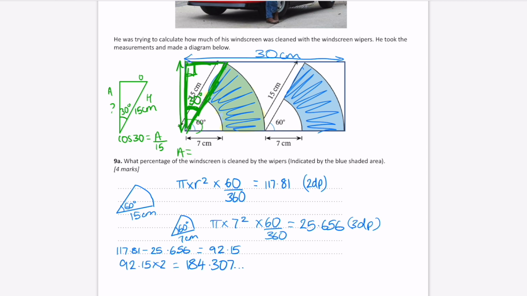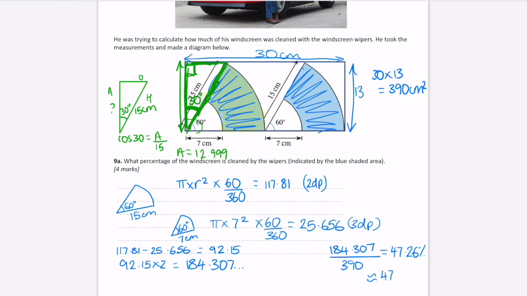If I put that into my calculator, I get 12.99, I think 999. So we can see there that the height is 13 on my windscreen, in which case the area of the whole windscreen is 30 times 13, which is equal to 390 centimeters squared. To find out the percentage that's been washed, it's 184.307, which is how much was washed, over the full windscreen, which is 390, and that gives me 47.26%, or to three significant figures, 47.3%, and that would be my final answer, which is the percentage of the windscreen that's been washed.